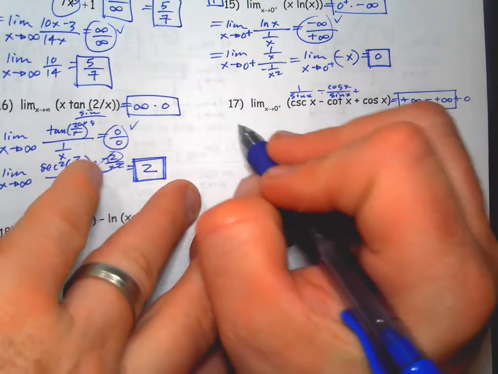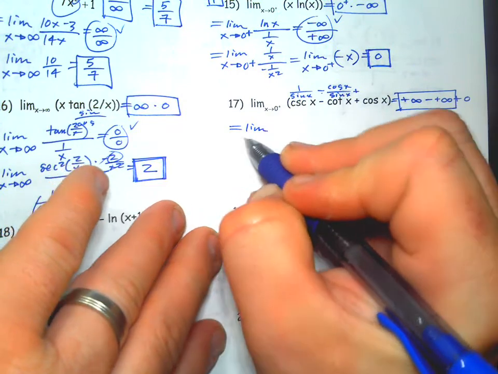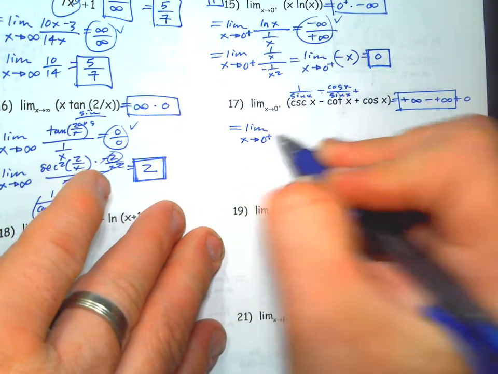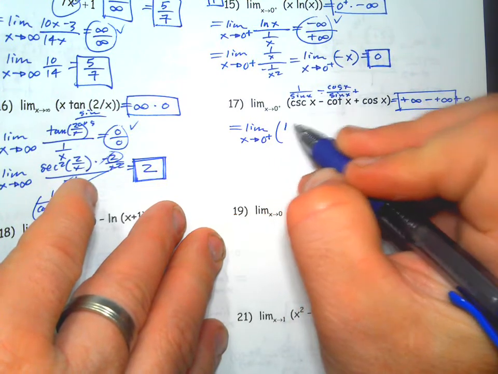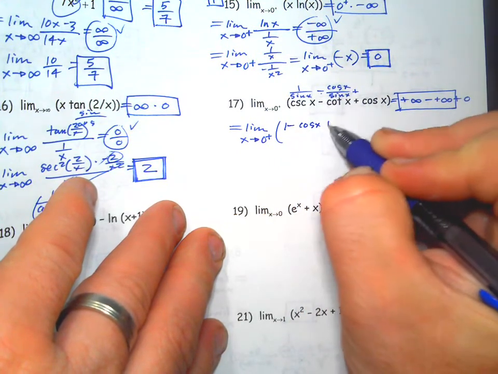So the strategy here was to combine them into a single fraction. So we need to think of them as fractions first, which we've already started doing. We need to get them over the least common denominator. So it's going to be sine x over 1 minus cosine x plus.